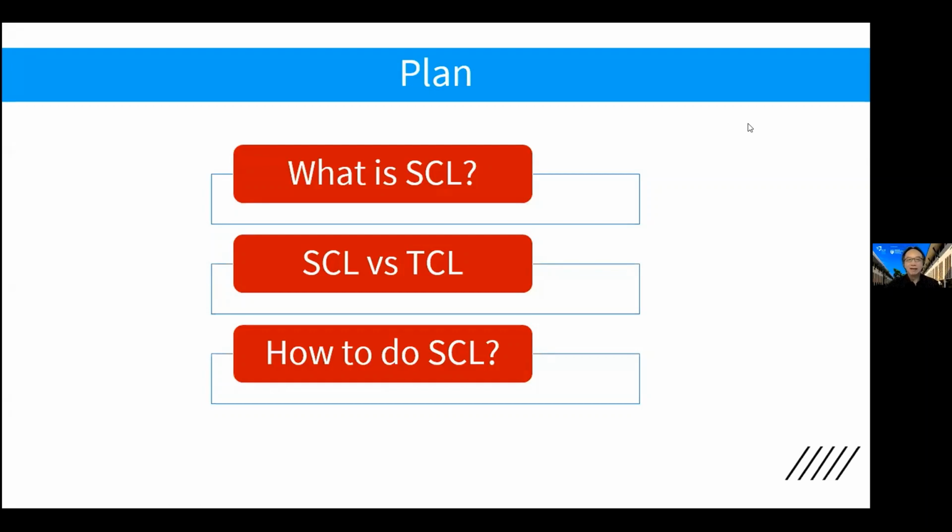Looking forward to that. Yes, ladies and gentlemen, just 3 points that I want to share with you this morning. Very briefly, what is SCL, Student-Centered Learning? I will also highlight some of the differences between SCL and Teacher-Centered Learning. And finally, I'm going to share with you one example of how SCL can be done in a blended learning environment in my course, in my university.